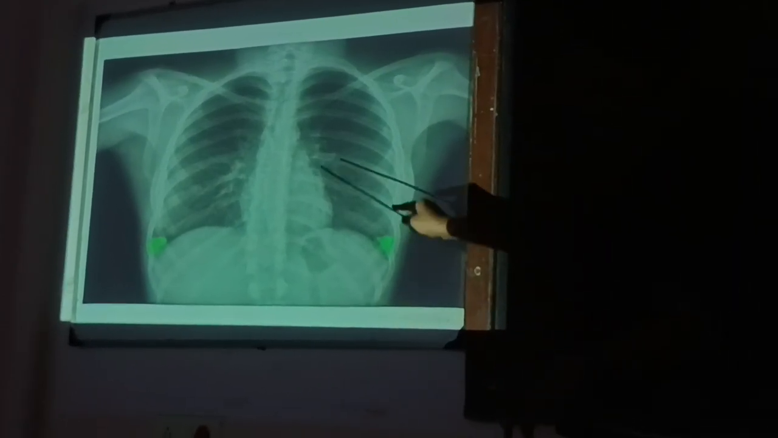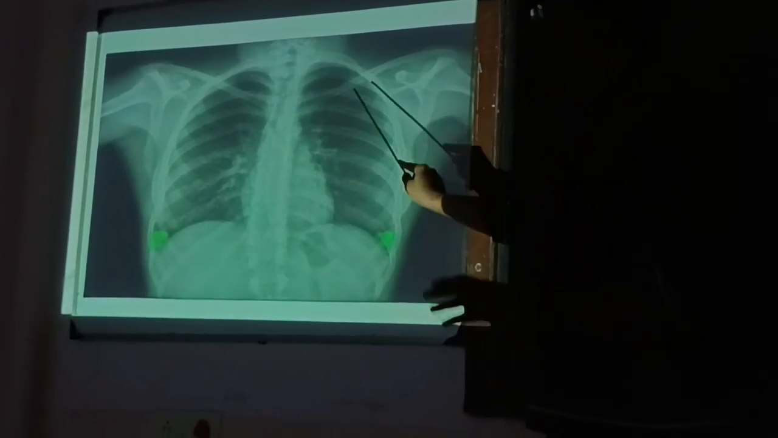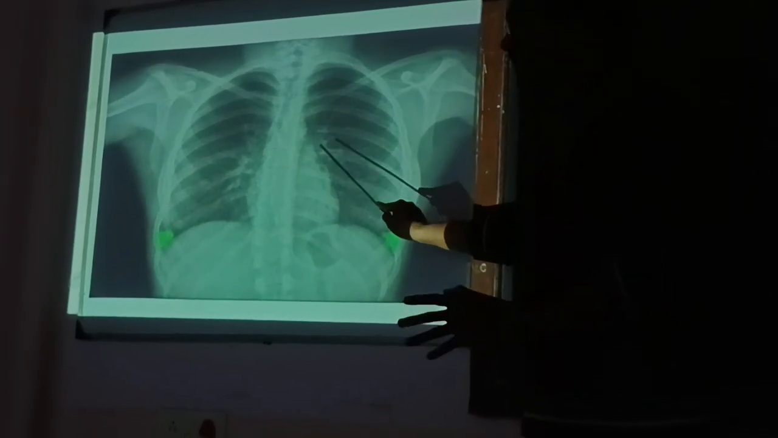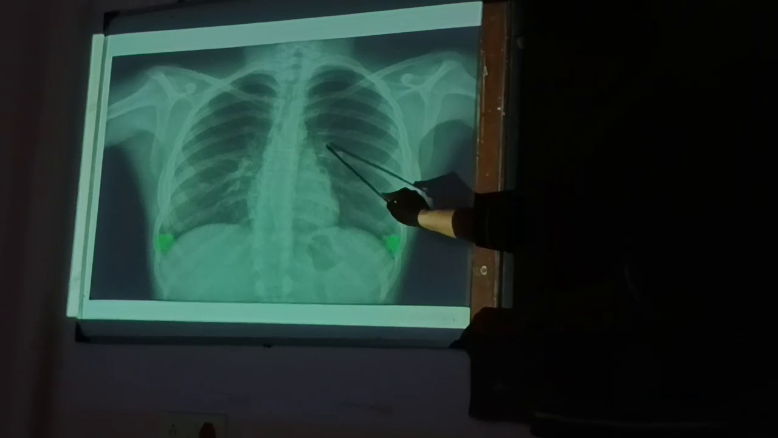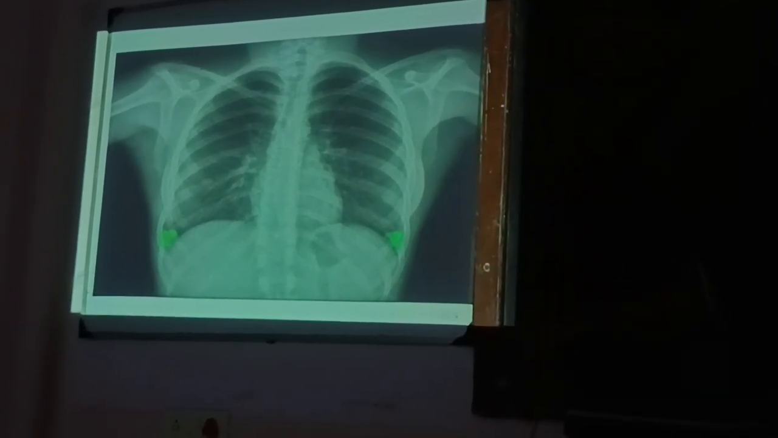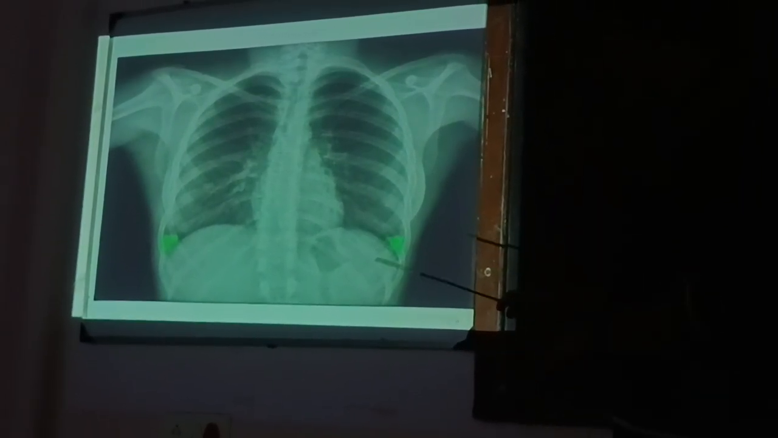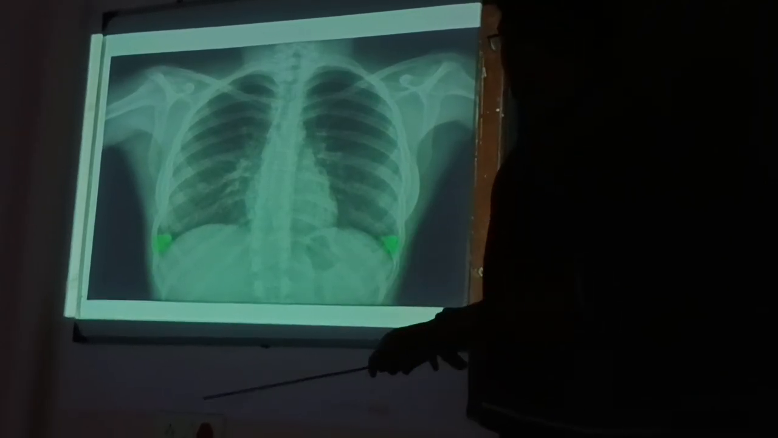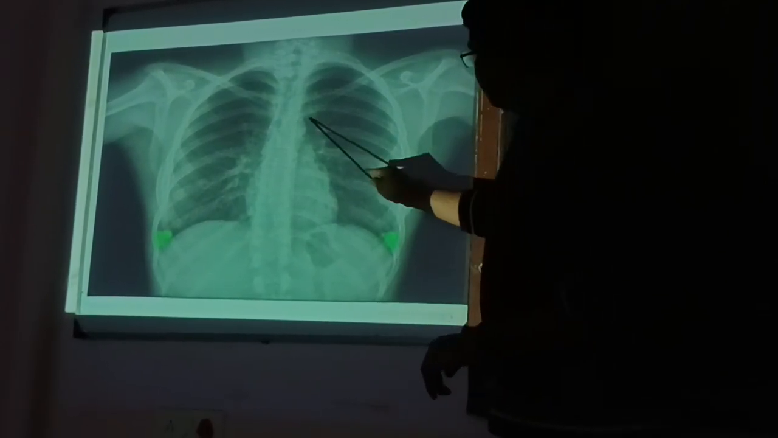The blackish shadow is nothing but the air shadow, but the whitish shadow, the whitish lines and dots, are nothing but the lines of the vessels and the dots of the hilar lymph nodes. So this is about the lungs and the bronchial vessels. And let us see the heart. This part is the heart.